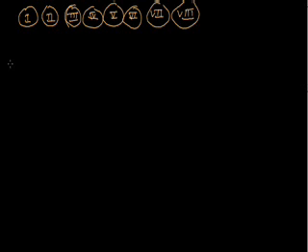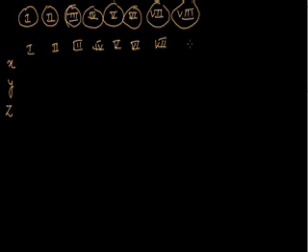Now let's make a table for it, with columns X, Y and Z, and rows for the first to eighth octants. In the first octant, X is positive, Y is positive, Z is positive. In the second octant, X is negative, Y is positive, Z is positive. In the third octant, X is negative, Y is negative, Z is positive. In the fourth octant, X is positive, Y is negative, and Z is also positive.